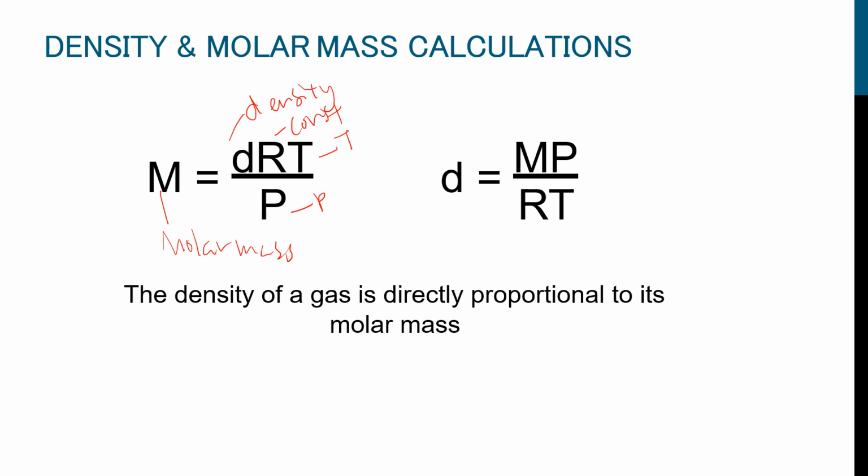Okay, so the density of a gas is directly proportional to molar mass. So a gas with a small molar mass will have lower density, and vice versa.